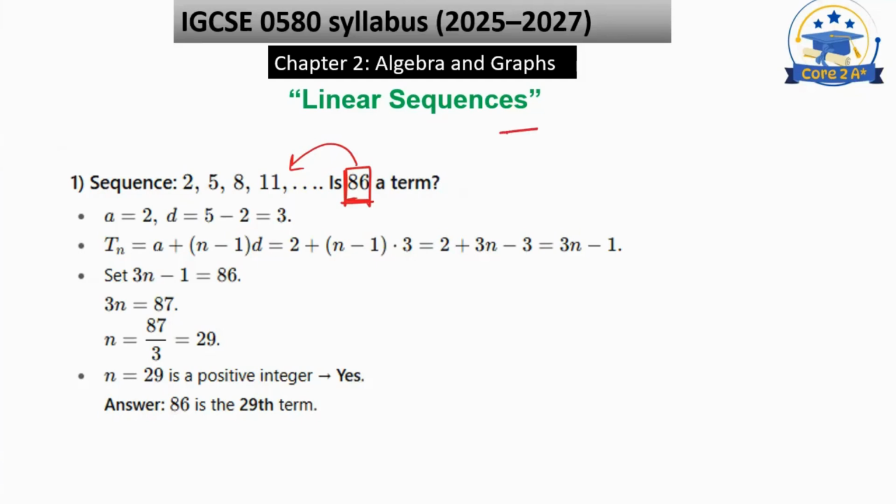First, you know very well, Tn or An, whatever. Tn equals A plus N minus 1 into D. First, you need to find what is given and what it is asking. Here, 86 is your Tn. I am writing it over here.